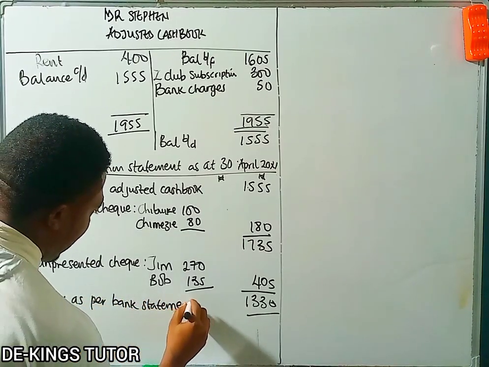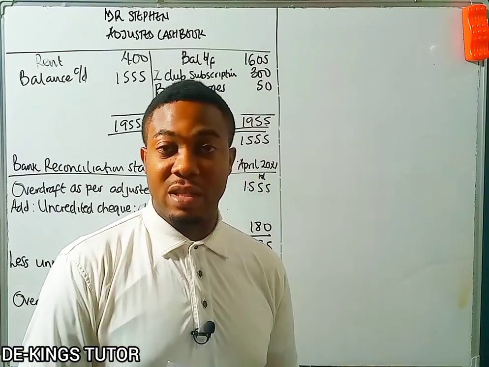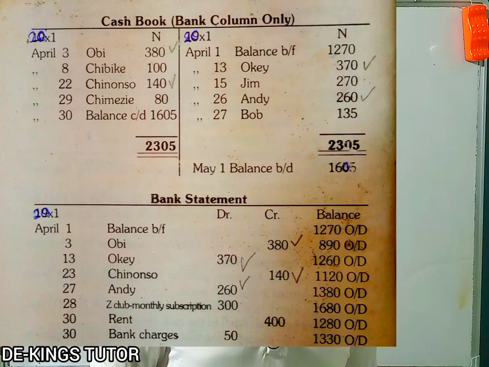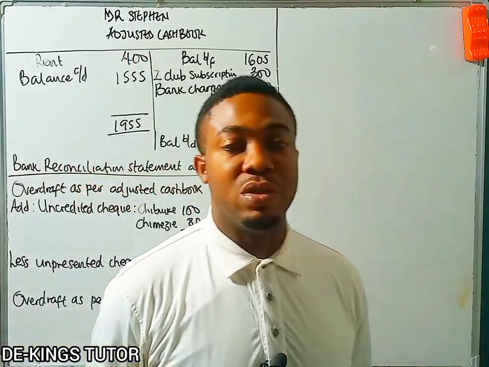Whenever you solve this, there's a technique to know if you're correct, even in the examination hall. Just check the bank statement that was given. If you check down there, you'll see that 1330 in the bank statement is the overdraft that was given, and that's how it got here. So this is the solution to that question.